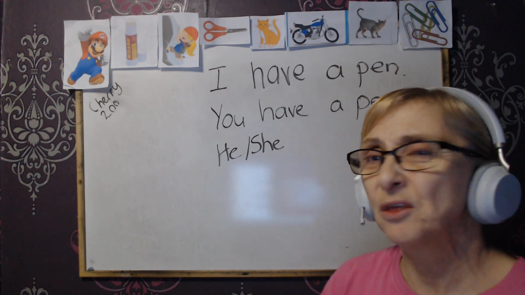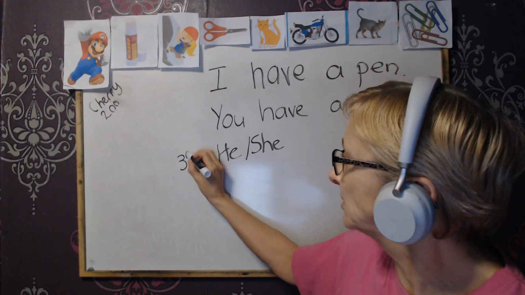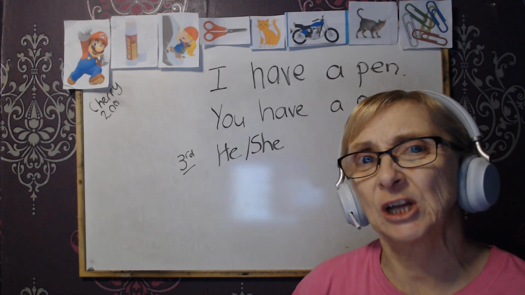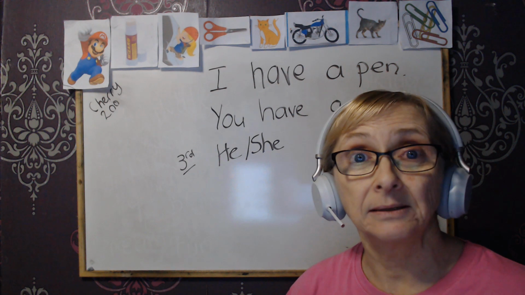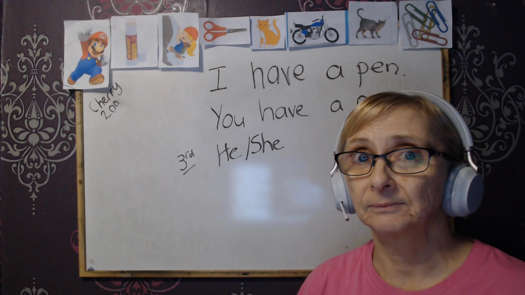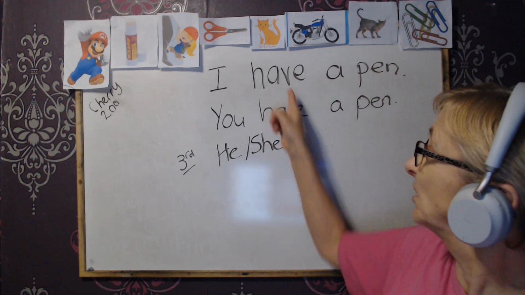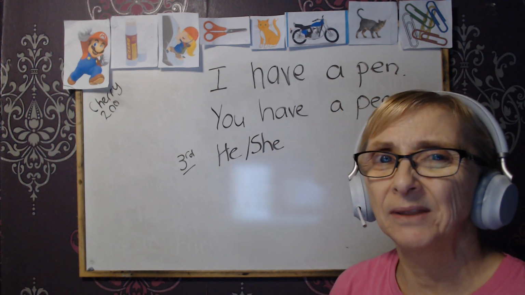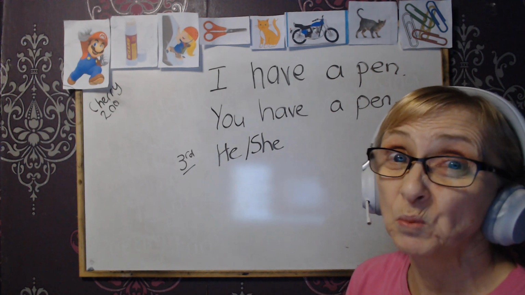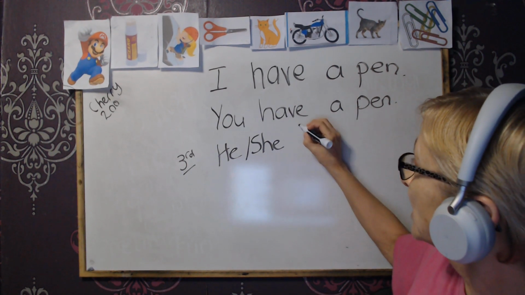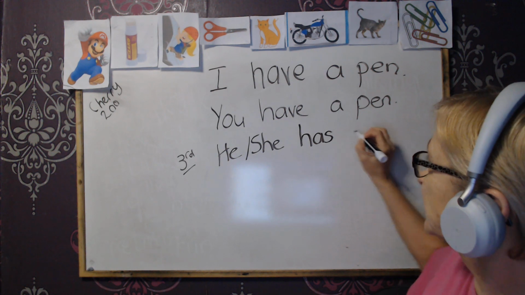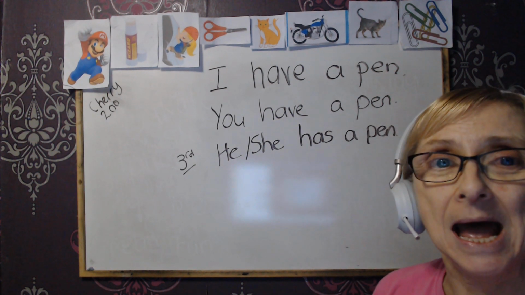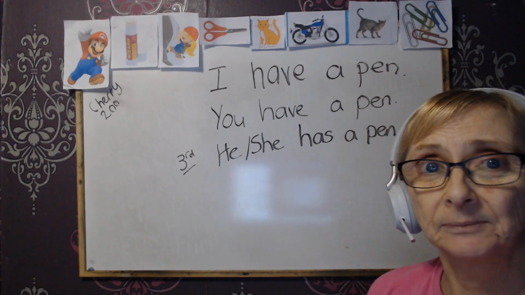Now, when we're using third person pronouns, so that's third person, the verbs need to have an S on the end, always. So we can't have haves. We can't have that. So the word changes. She has a pen. He has a pen.